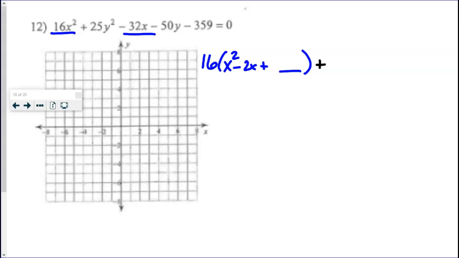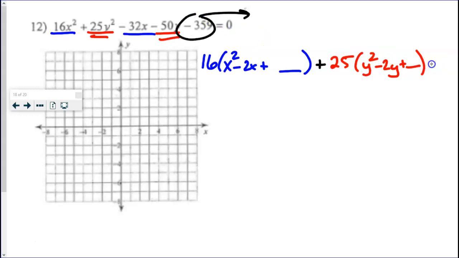Plus, we're going to do the same thing for the y's, but I got to factor out a 25. This is one of those you just got to trust that it's going to work out. I promise it will. All right, y squared minus 2y, because you factored out a 25, plus blank. And then this 359, it needs to take a hike, right? And I'm running out of room, so I'm just going to write 359 and then plus blank plus blank. Yes, that makes lots of sense.